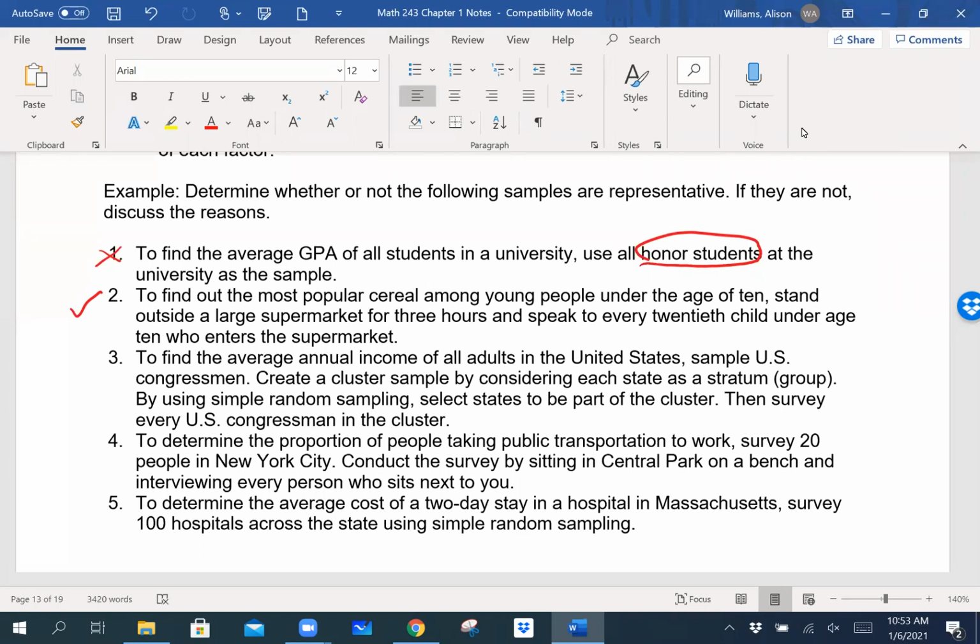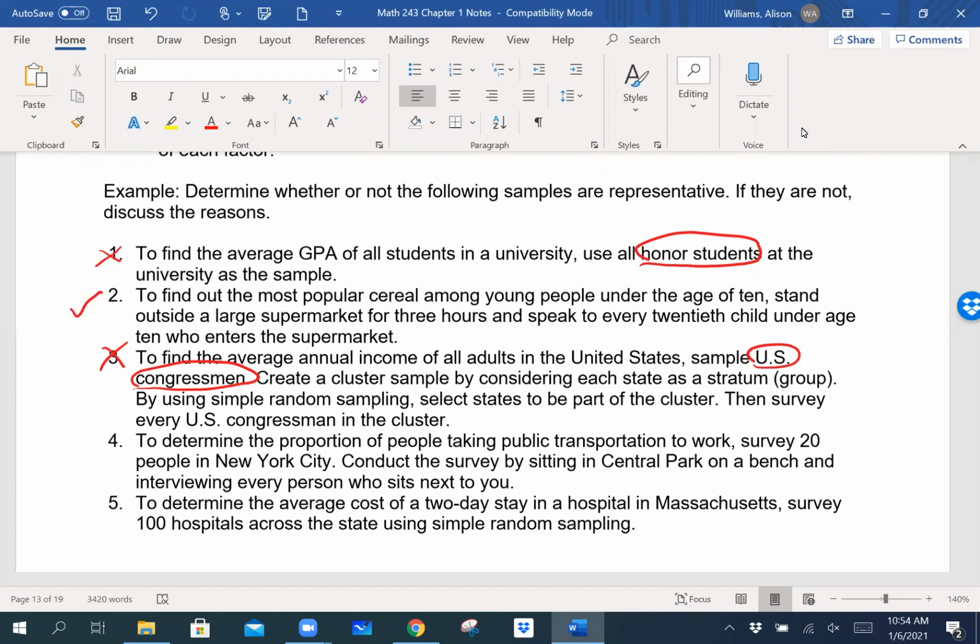To find the average annual income of all adults in the United States, sample US congressmen, create a cluster sample by state considering a stratum. Okay, wow. It doesn't matter that they've used a good sample. The fact that they're asking the US congressmen is the problem because a congressman typically makes more than $100,000 a year. And that's already above what the annual income is for United States citizens. So this is just not a good one because the group they're looking at is already in the upper income bracket.